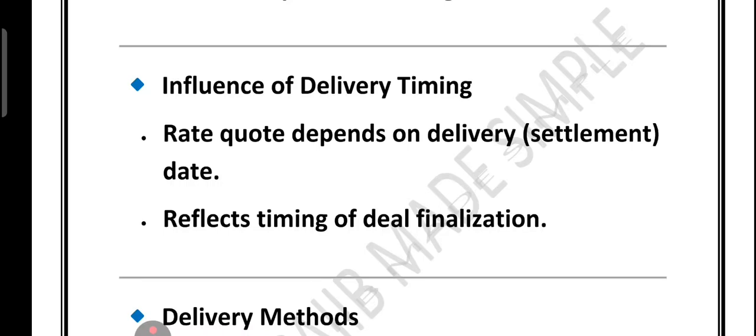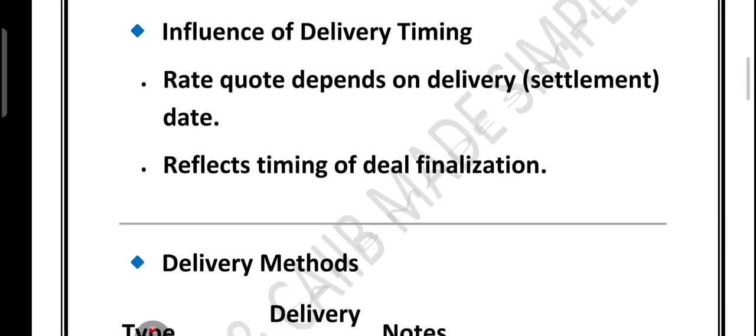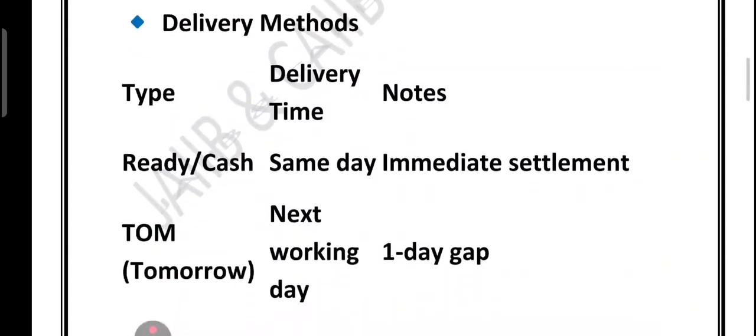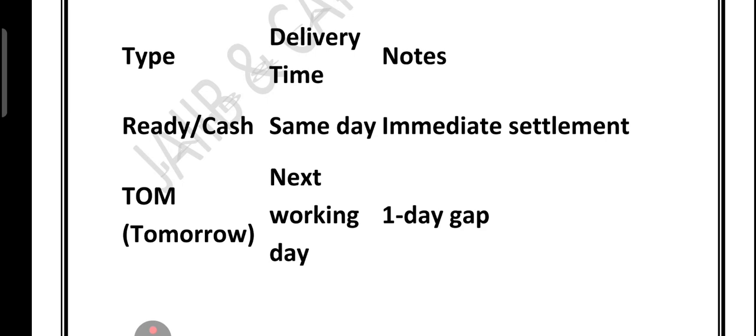Now, what is the influence of delivery timing? Rate quotation depends on the delivery timing a lot. Very, very important thing. Rate quotation depends on the delivery timing, which means the settlement date, and it reflects the timing of the deal finalization. First type is ready or cash. Whether we call it ready or cash, both mean the same thing. So what is the meaning of ready or cash? It means same day and immediate settlement happens.